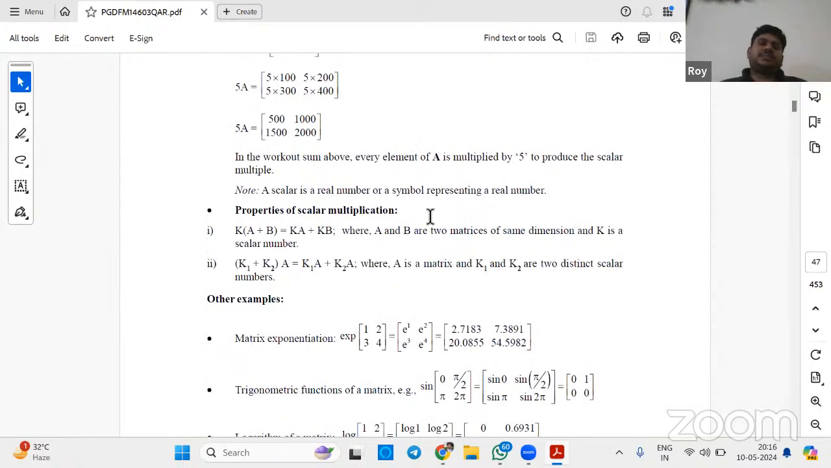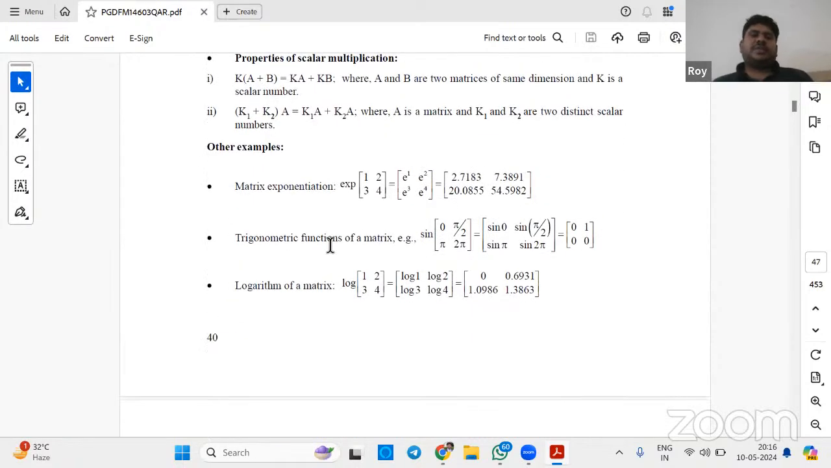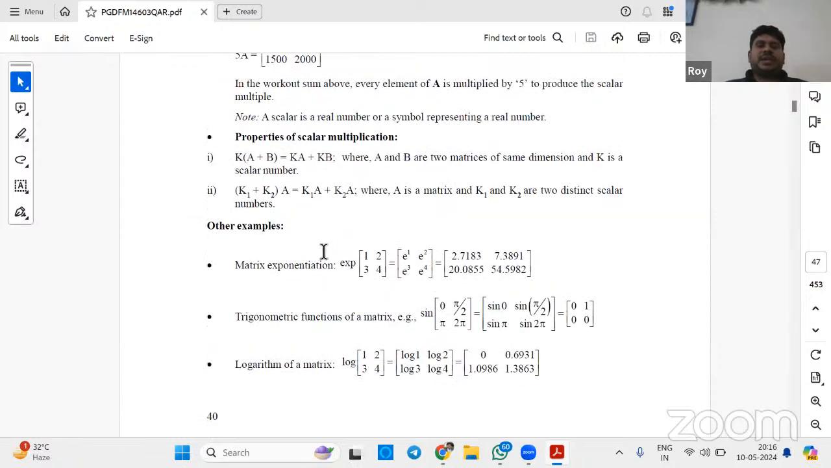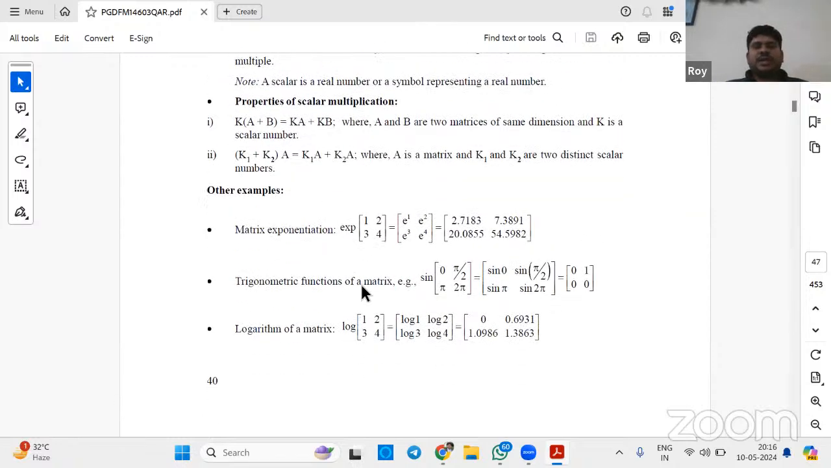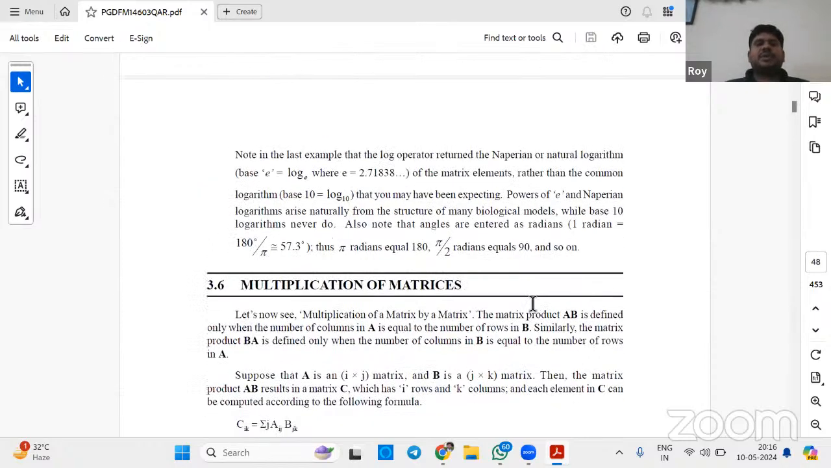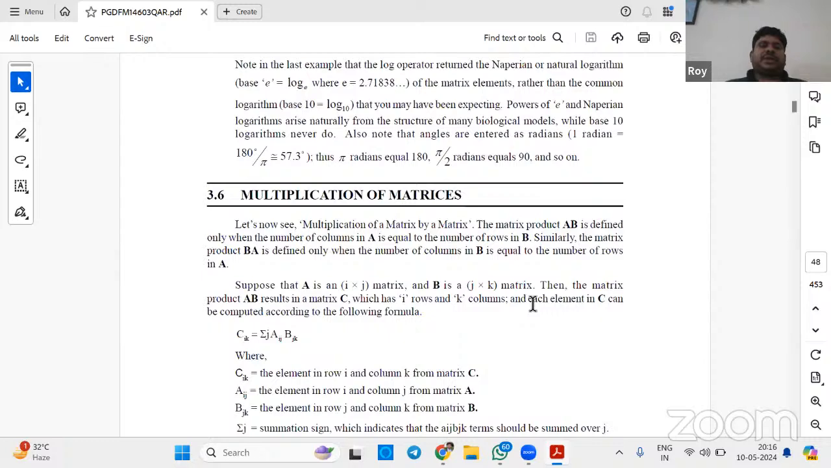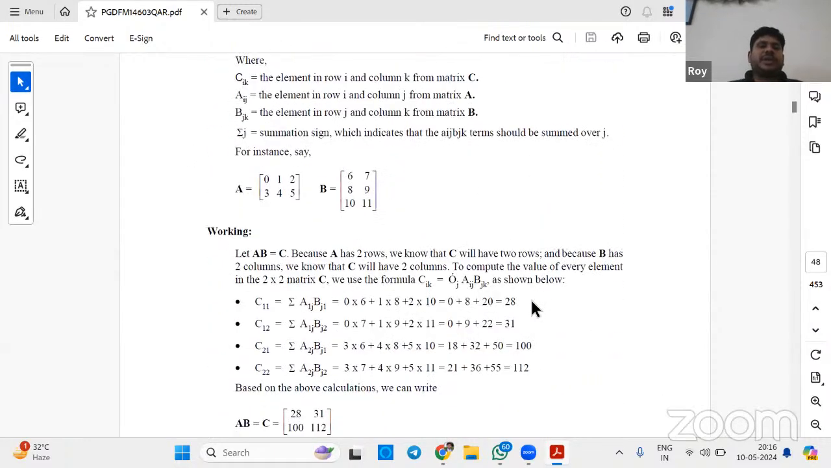Now with that, we can also get these kinds of things: matrix exponential, trigonometric functions. If you are using that algorithm, they call this. Now multiplication. How can this multiplication happen?